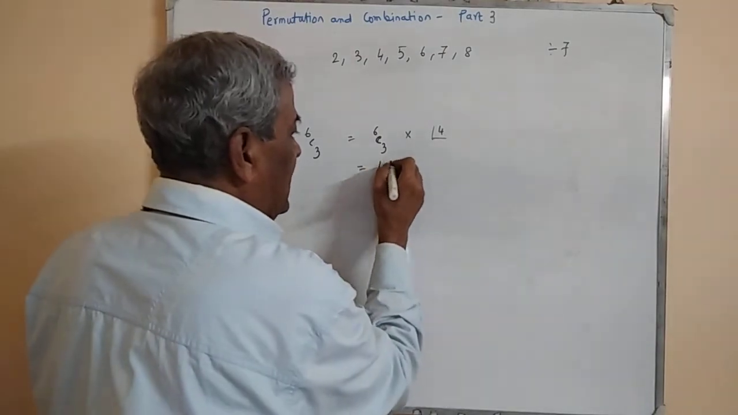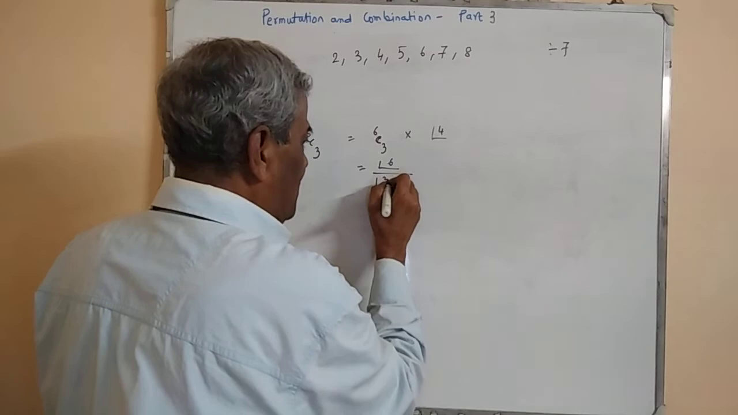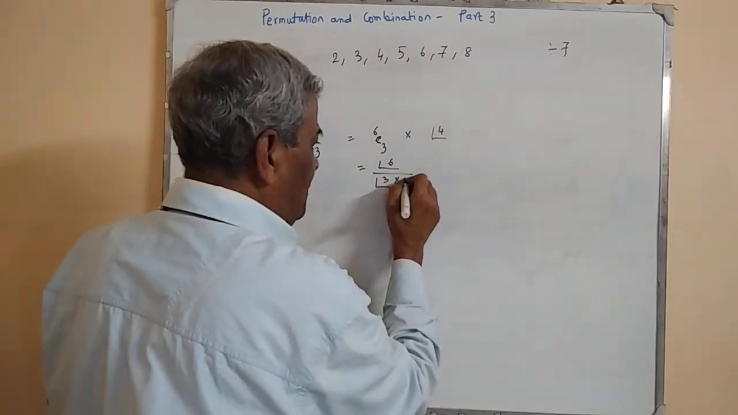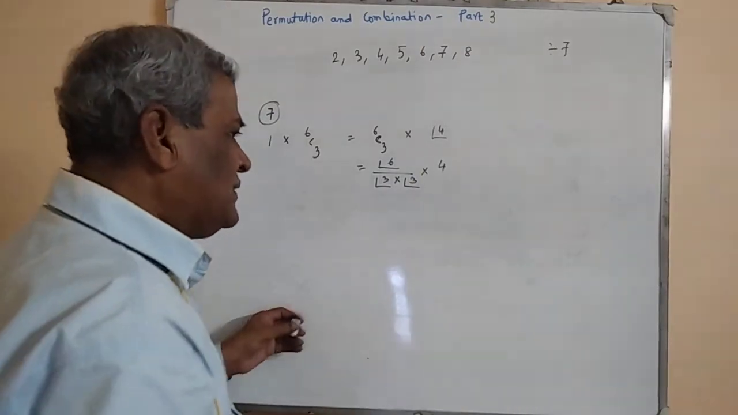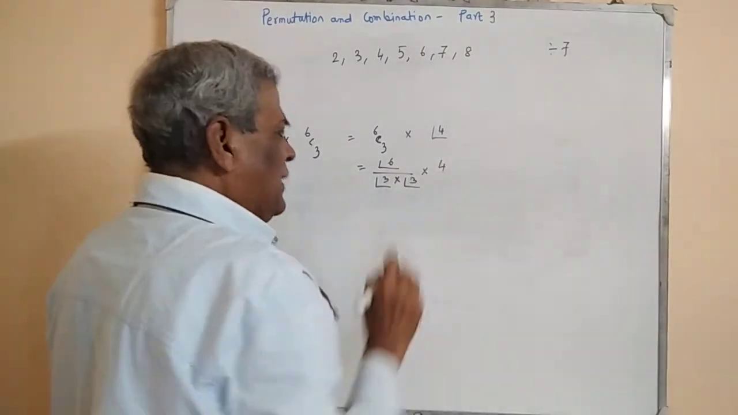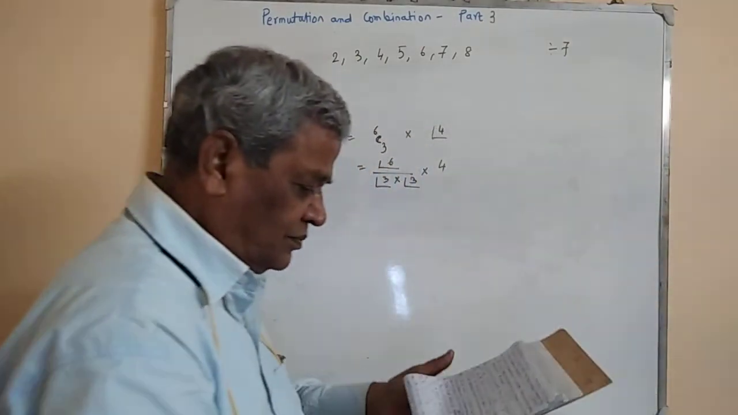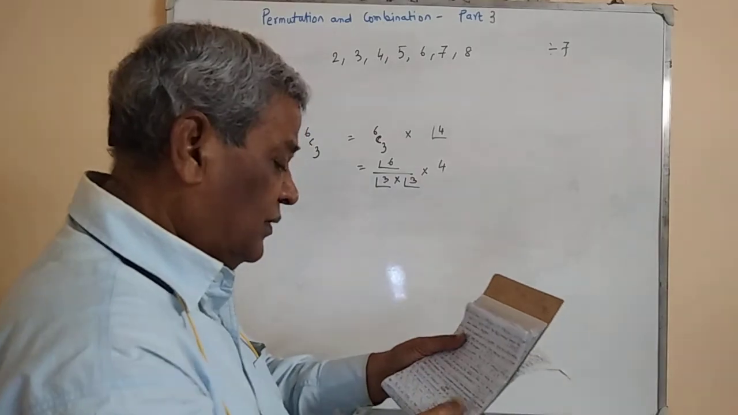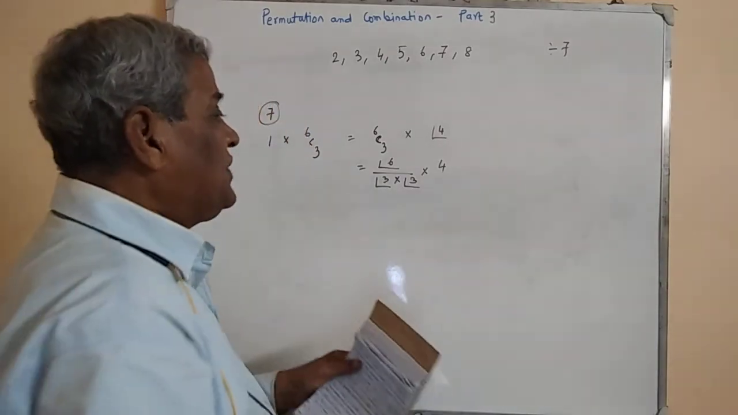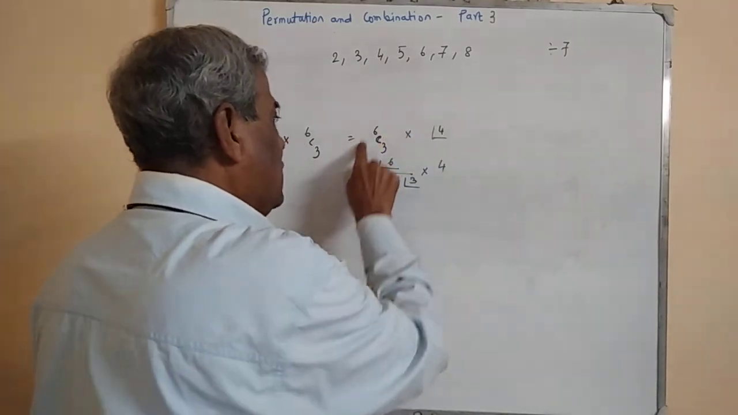So it is factorial 6 by factorial 3 into factorial 3, into factorial 4. This is the answer. You can simplify it very easily. In the options, it was given as 6C3 into factorial 4. This is given as an option.